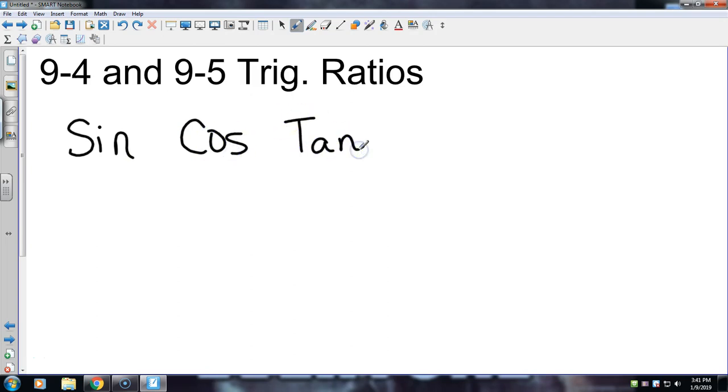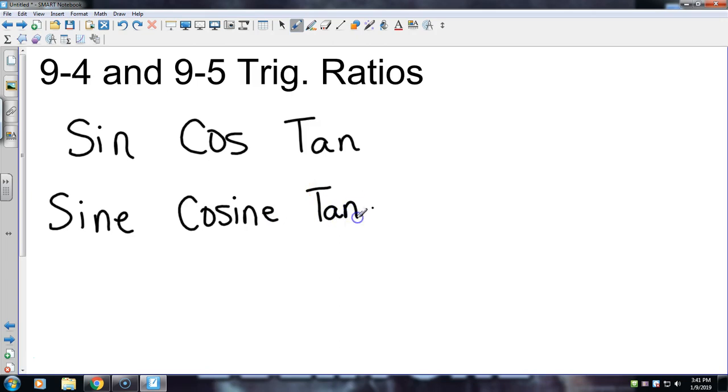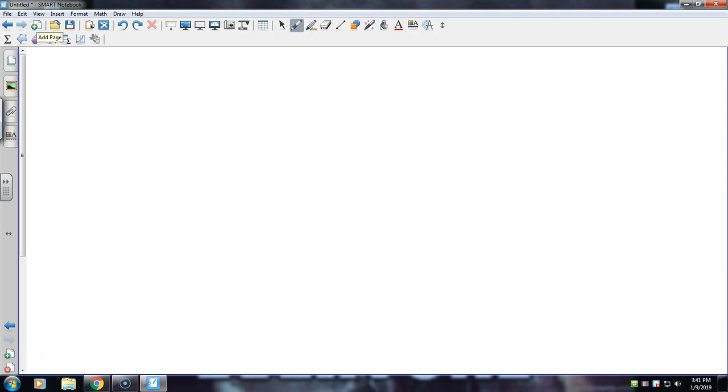Okay, and what they stand for are sine, cosine, and tangent. Sine, cosine, and tangent. And so there's a little saying that we teach, and it goes a little something like this.